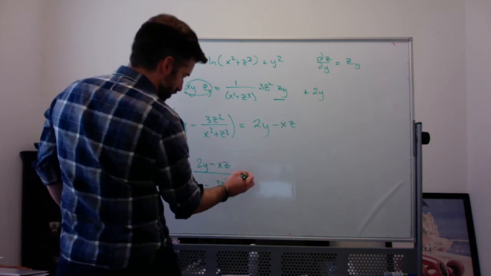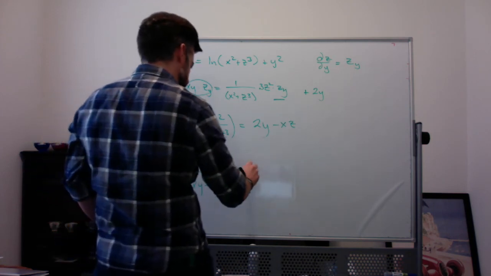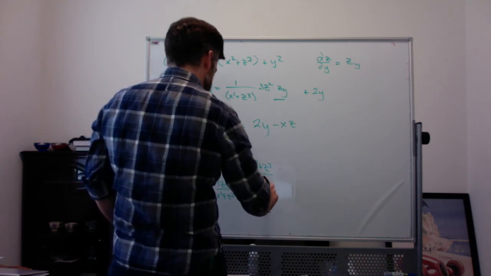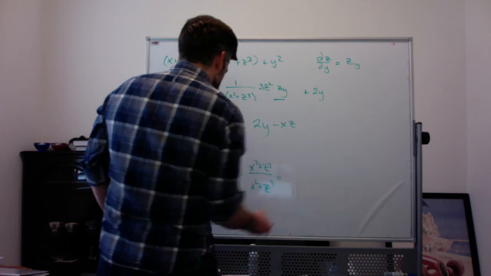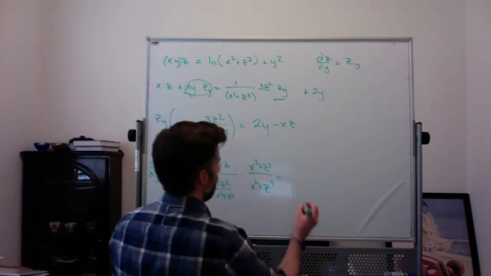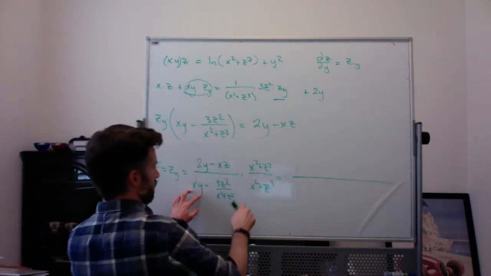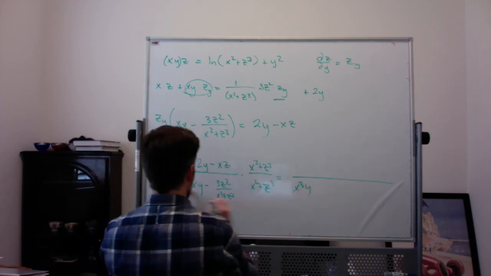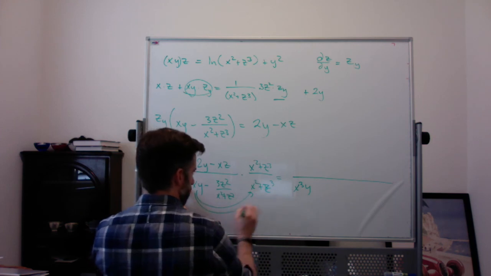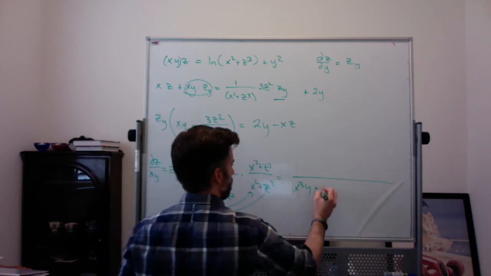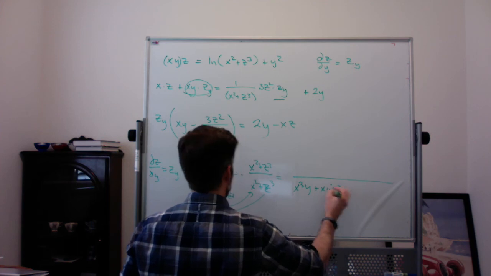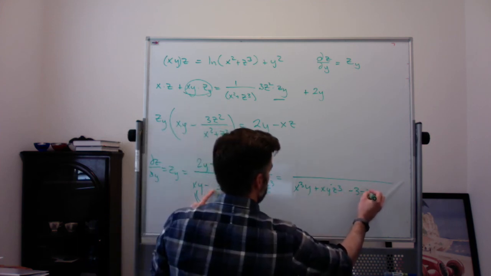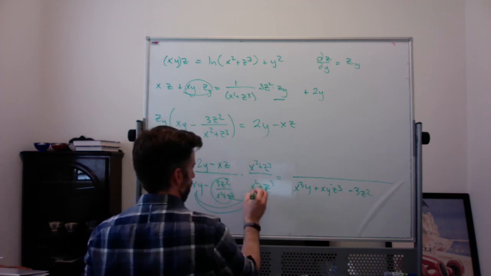And then you could multiply by x squared plus z cubed on top and bottom, so you don't have fractions in fractions. On top is going to be kind of gross. Let's do the bottom first. So the bottom is going to be xy times x squared plus z cubed, which is x cubed y. Right, that's that times that. And then xyz cubed. And then minus this times that is going to be just minus 3z squared. And that's all of this times all of that.